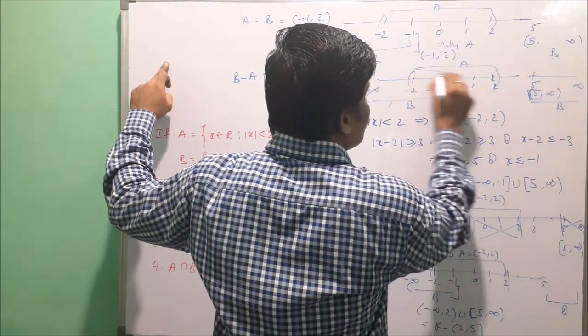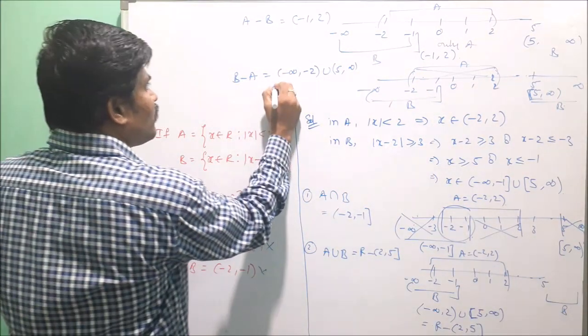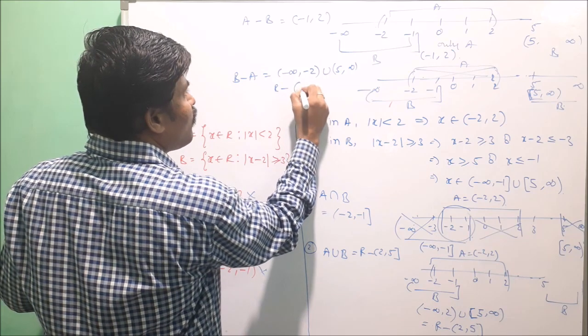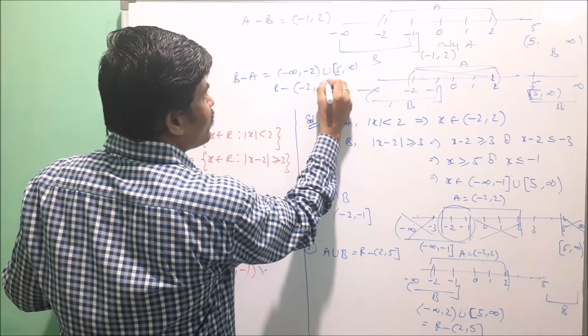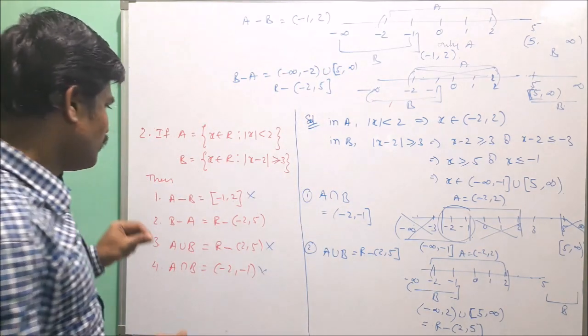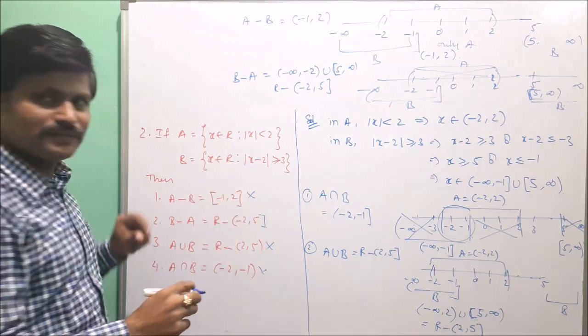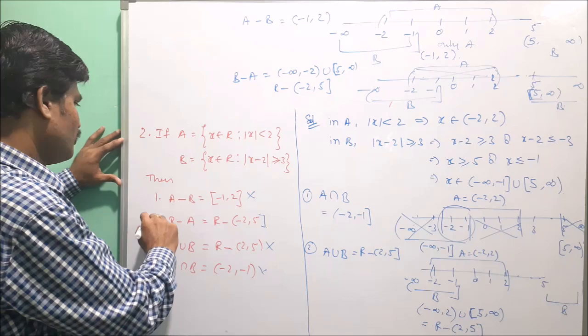So here this is not taken. So this is rewritten as R minus open minus 2 closed 5. Open minus 2 closed 5. So here this is closed 5. So the answer is 2.